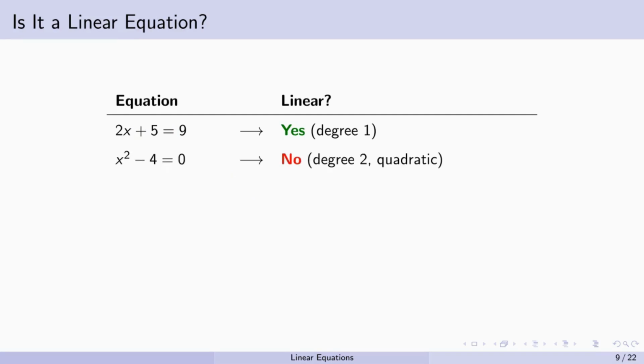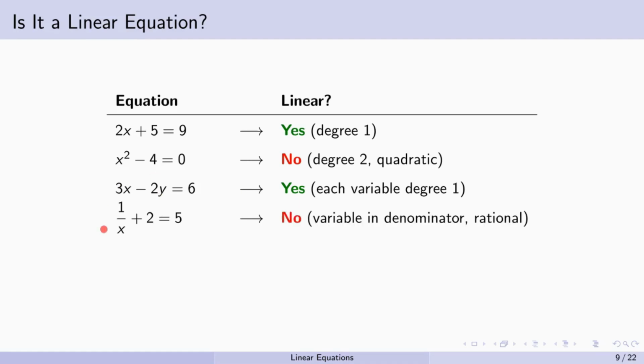Next, the second one is x squared minus 4 equals 0. Is it a linear equation? The answer is no, automatically, because we can see an x squared here. Therefore, it's called a quadratic. How about 3x minus 2y equals 6? Is it a linear equation? It is a linear equation, but in two variables. It means that we have the first variable x in degree 1, and the second variable y also in degree 1. Therefore, we have no problem with that. It is a linear equation in two variables.